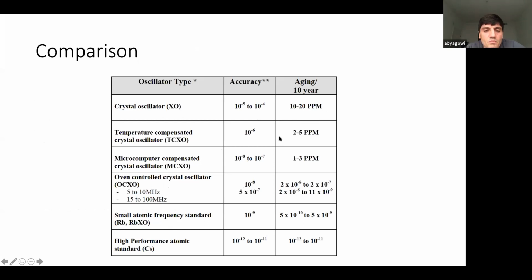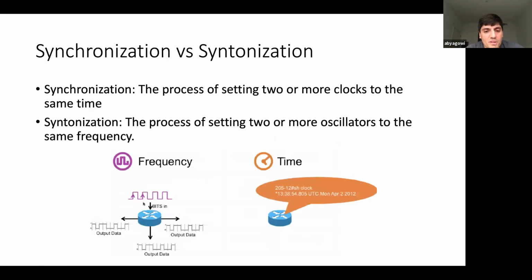As you go down, it gets more expensive, and you get into this world of oven controlled crystal oscillators, rubidium atomic clocks, and cesium clocks. These numbers go pretty insane. Also, aging becomes another factor. Although for the cesium clock you see all these beautiful numbers, cesium clocks tend to live between 5 to 10 years, if not 15 years. That's because of the tube, and I'll explain it when we get there.